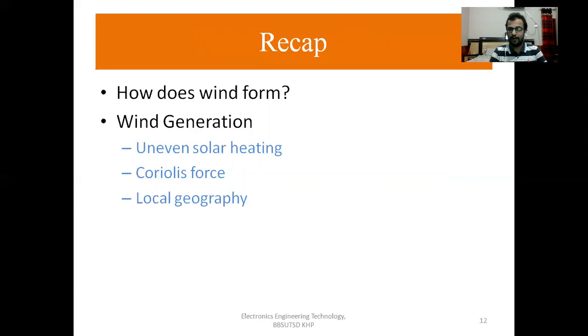We covered how wind forms and what the reasons for wind generation are. If you have any questions or queries, you are more than welcome.